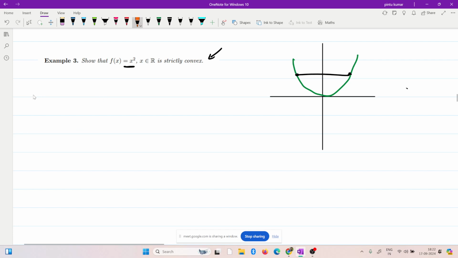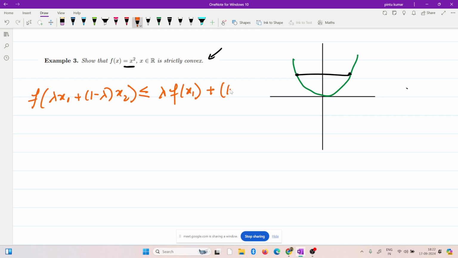So what did we have in our definition? That f of lambda times x1 plus 1 minus lambda times x2 is always less than or equal to lambda times f of x1 plus 1 minus lambda times f of x2. And my lambda belongs to 0, comma 1. This is what we have to show.